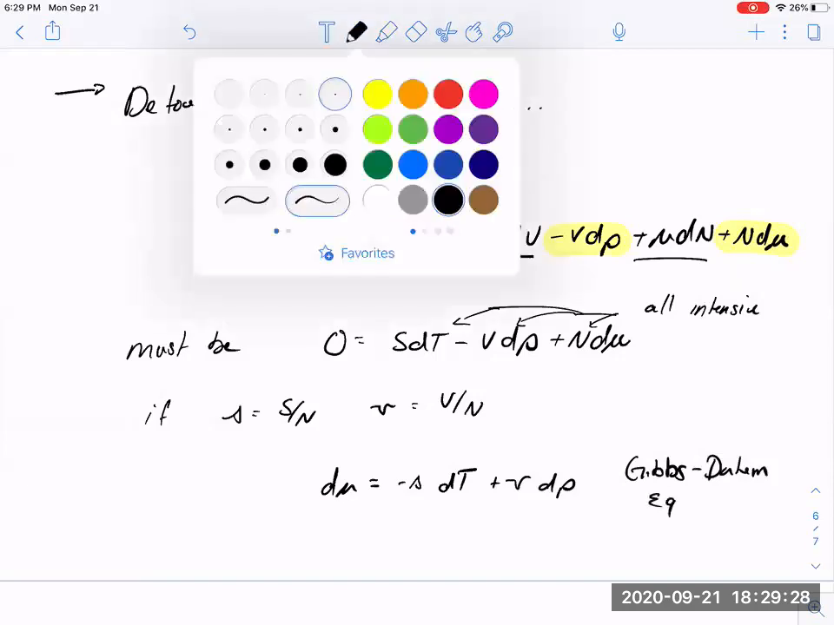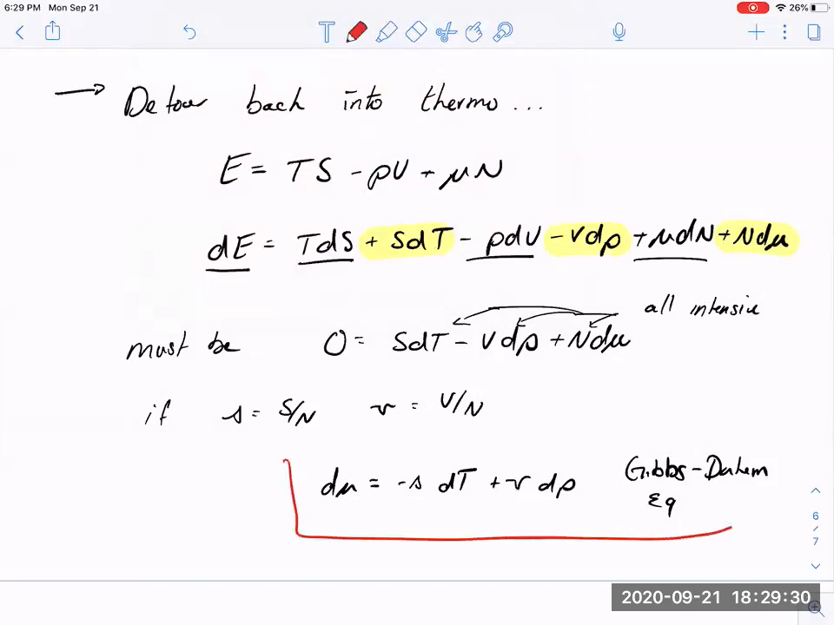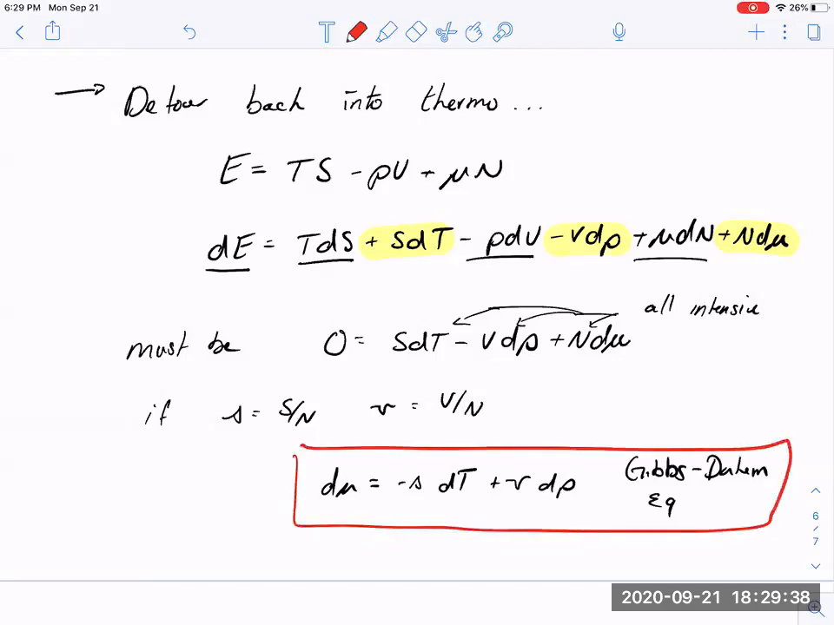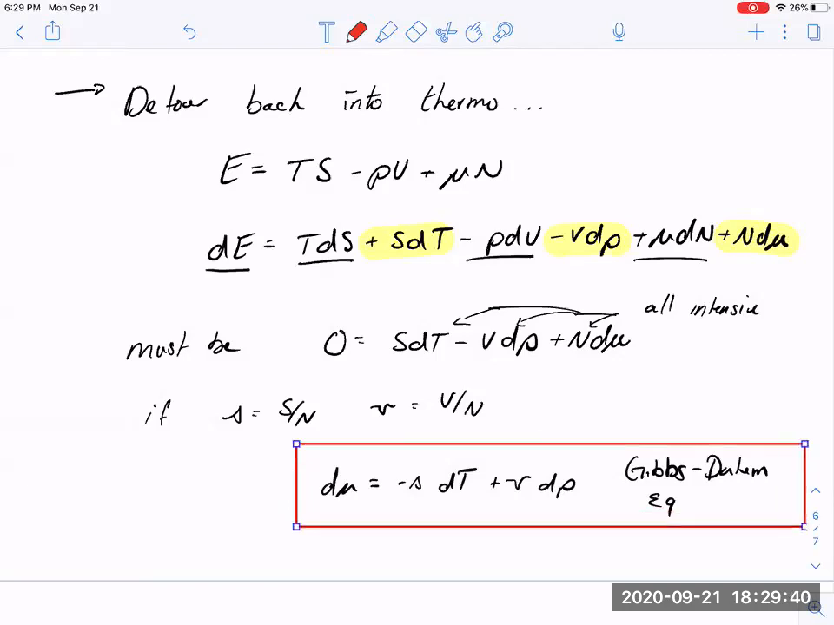Since it's got a fancy name, let's put a fancy box around it. Oh, that's a terrible box. Looks kind of like Tennessee. Yeah, there we go.